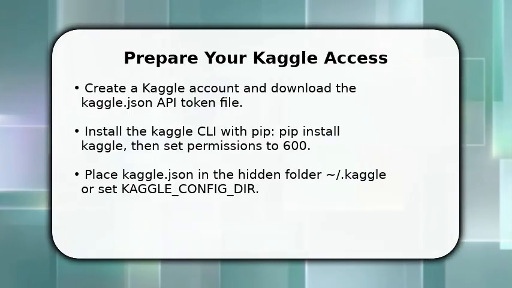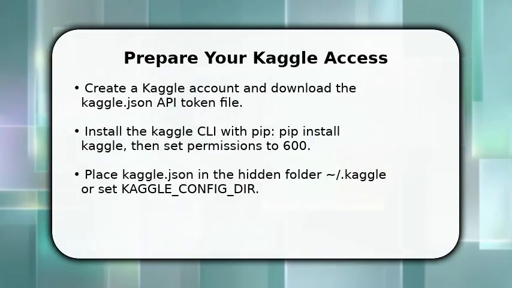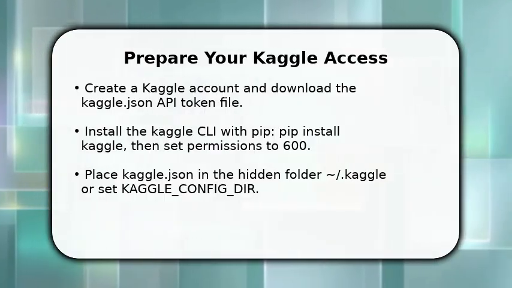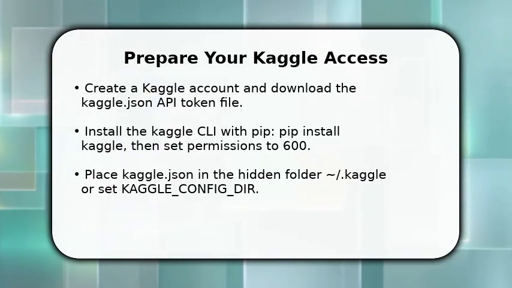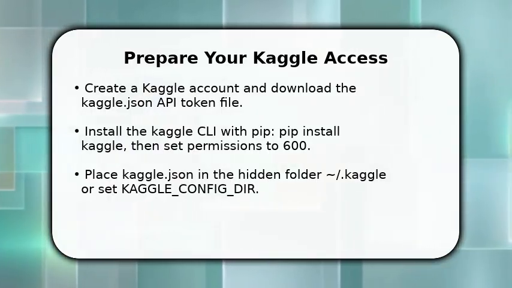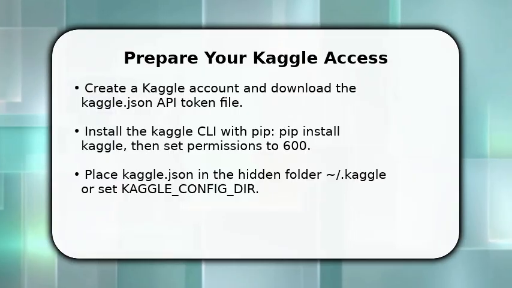Create a Kaggle account to access datasets and API features. Then open your account settings to create an API token named kaggle.json. Download that single JSON file to your computer for authentication.